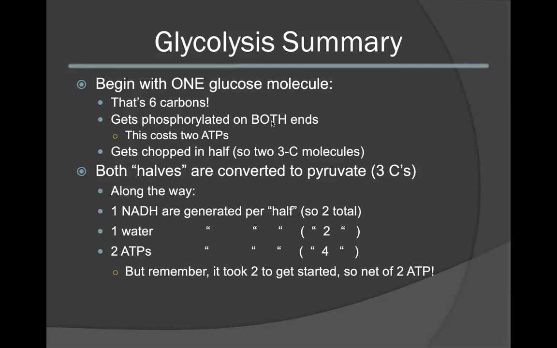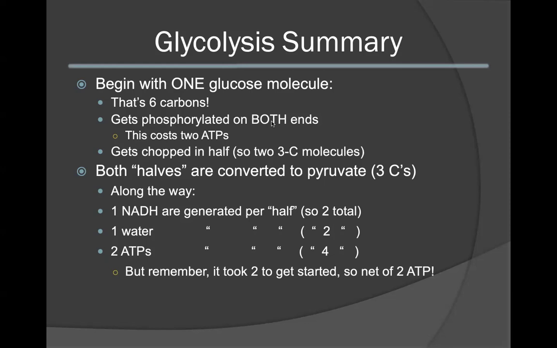In the process of glycolysis, we are going to generate one NADH molecule, and this is going to be generated for each half of the glucose. So because we have 2 pyruvates produced, we actually produce 2 NADH in total. One water molecule is also going to be generated, so in essence we will generate 2 water molecules as each of these 3-carbon molecules get converted to pyruvate.